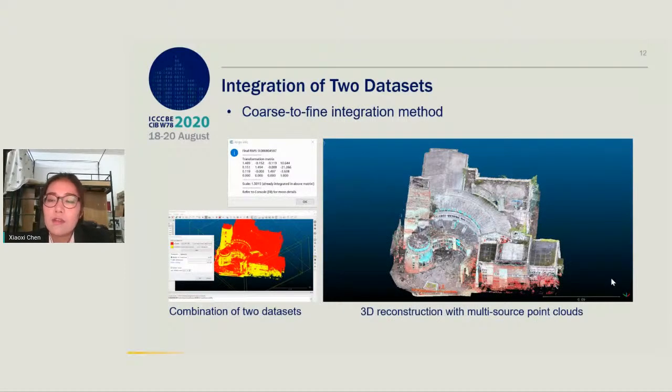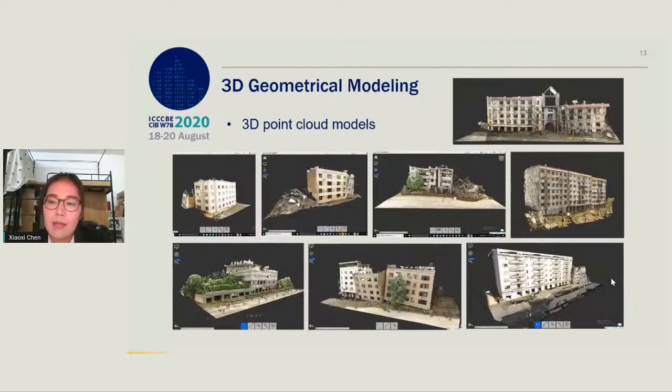Therefore, a coarse-to-fine integration method is proposed for these two techniques. The method begins by manually extracting feature points from the terrestrial point clouds, and back projecting these points onto the UAV point clouds. Then a refined set of transformation parameters is acquired by applying the iterative closest point algorithm.